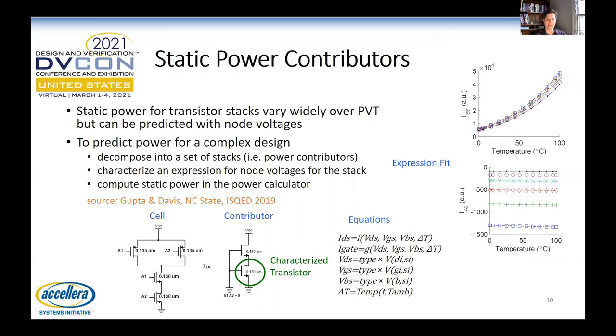This new model has nearly the same accuracy as SPICE, but it is much, much faster, mainly because there are no Newton-Raphson iterations, and also because the number of different contributors just isn't that large. So for the sake of time, I will have to leave the discussion there, but I've given you a reference to one of our ISQED papers that describes this process in more detail.